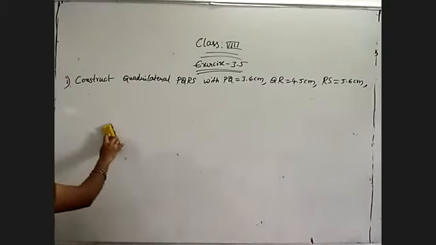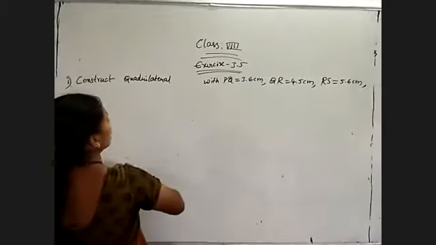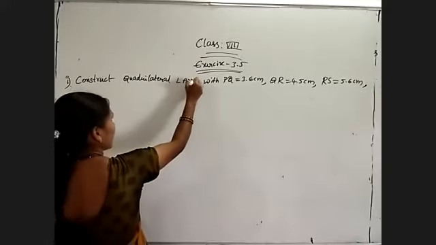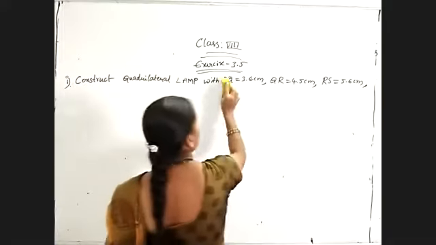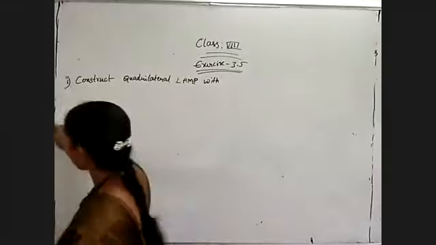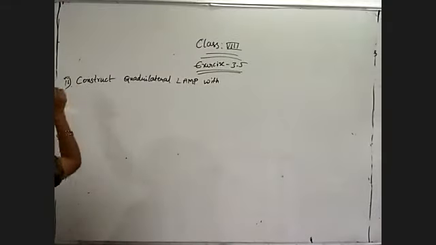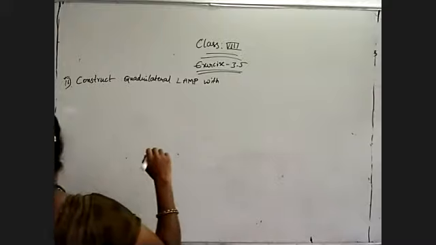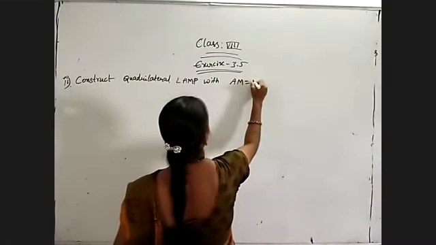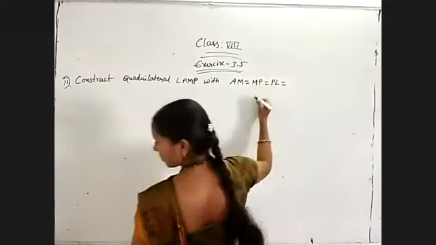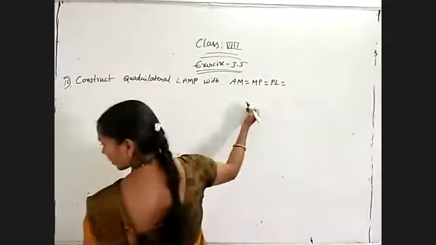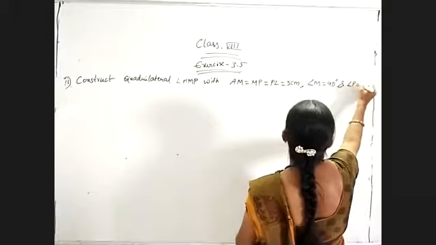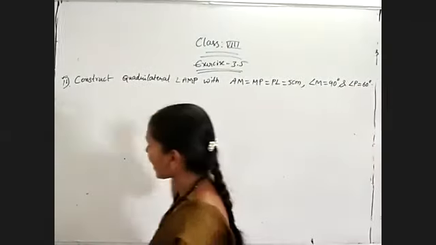Construct a quadrilateral LAMP with AM equal to MP equal to PL equal to 5 centimeters, angle M is 90 degrees and angle P is equal to 60 degrees. These are the five measurements given.